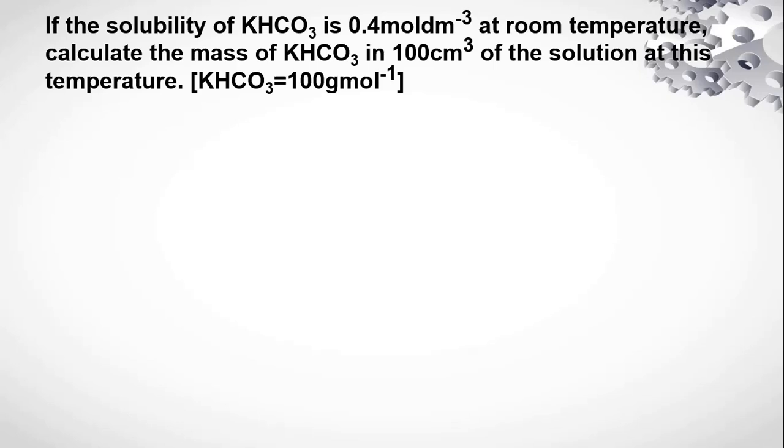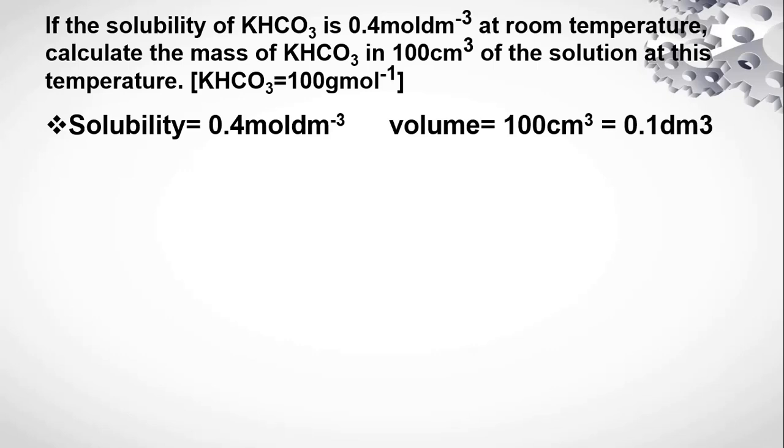Then the third question is, if the solubility of potassium hydrogen trioxocarbonate(IV) is 0.4 mole per dm cube at room temperature, calculate the mass of the salt in 100 centimeter cube of the solution at this temperature. And in brackets, the molar mass of this salt is given to be 100 gram per mole.